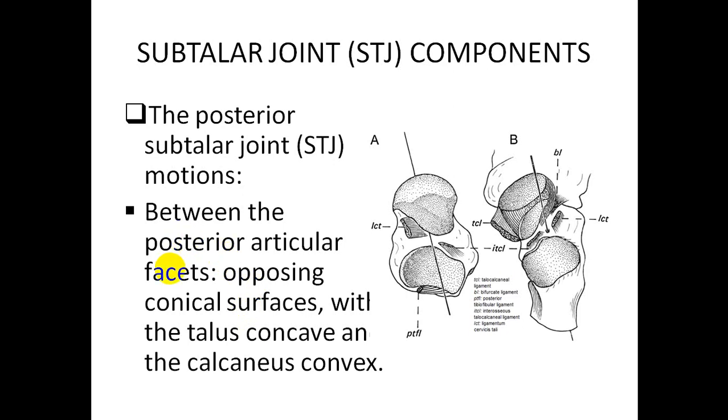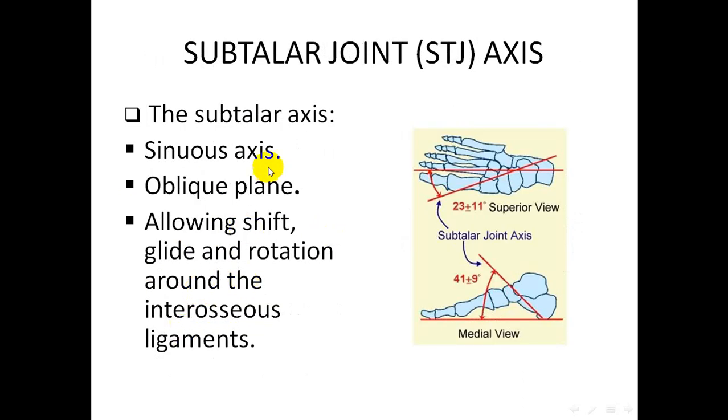The posterior subtalar joint is the most crucial joint of the triple joint articulation. It is between the posterior articular facets of the talus and calcaneus, the conical facets, with the talus concave and the calcaneus convex. The axis of the subtalar joint is oblique. It is not a straight one, to allow shift, glide, and rotational movements around the interosseous ligament.